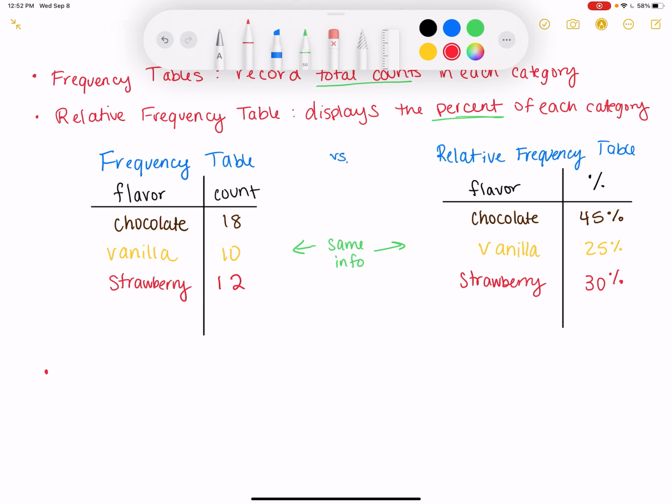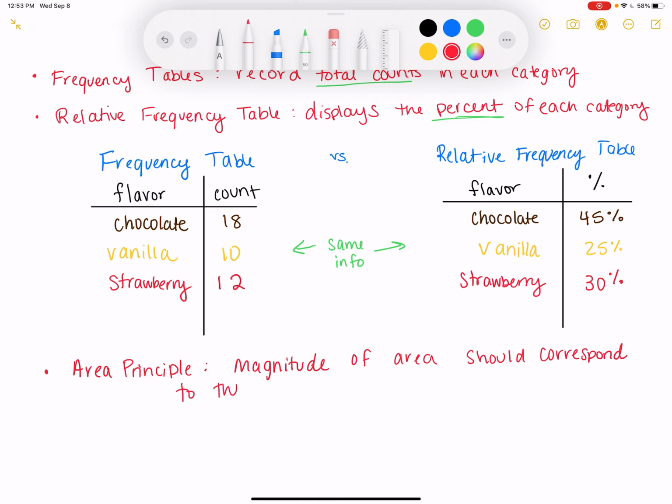All right, we're going to do 2 more definitions, and then we'll draw 2 more picture things that go with these. So the area principle is the magnitude of area should correspond to the value it represents.